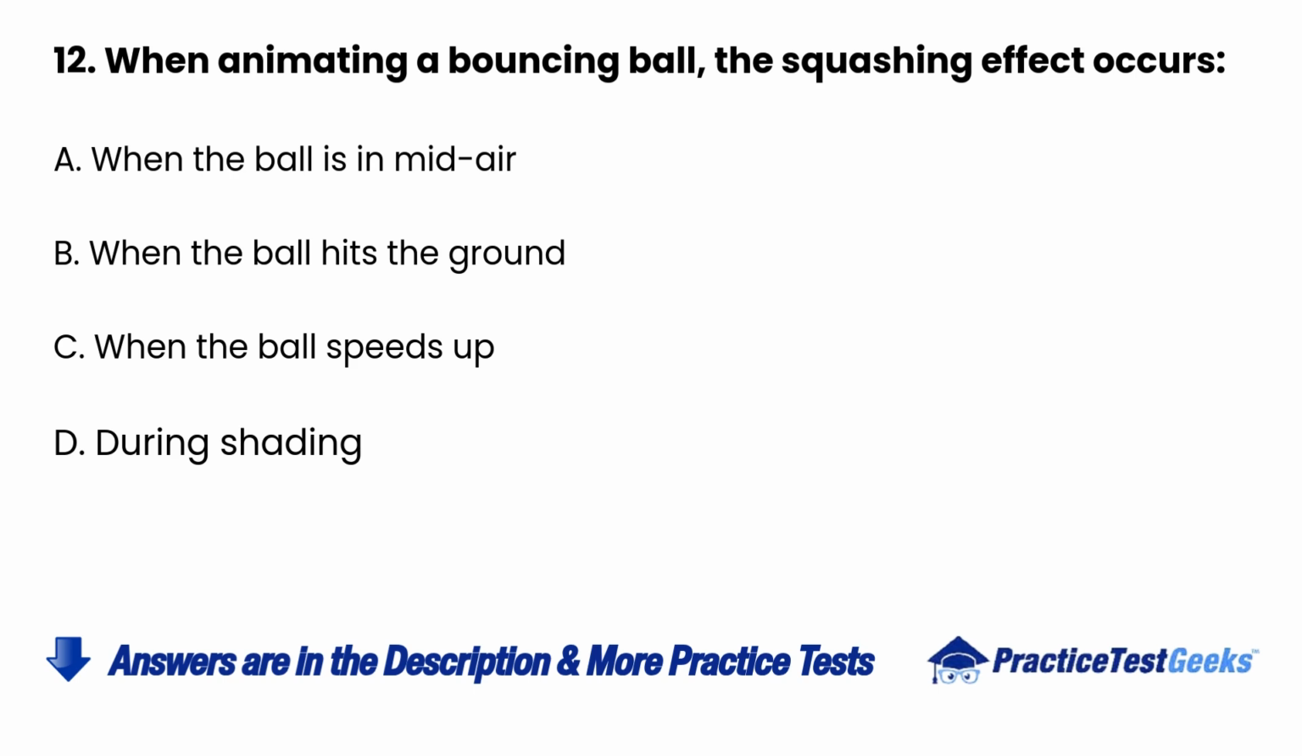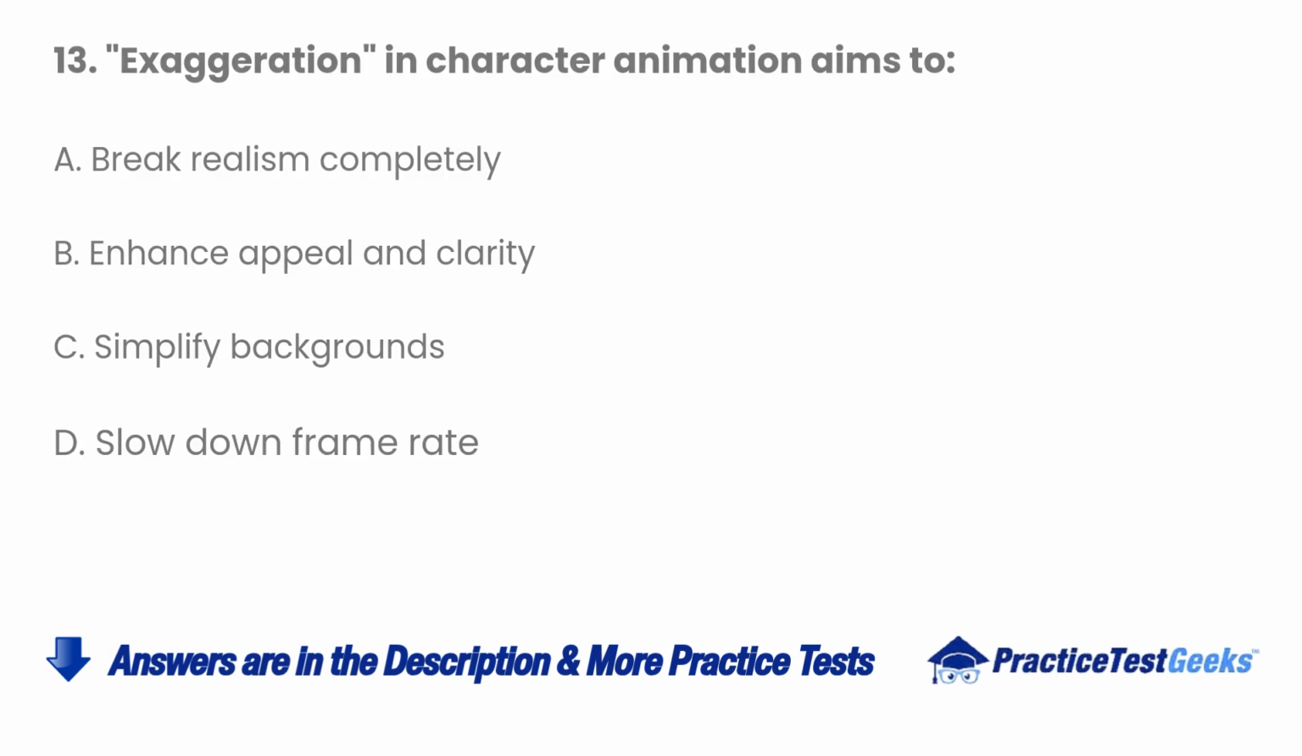12. When animating a bouncing ball, the squashing effect occurs A. When the ball is in midair. B. When the ball hits the ground. C. When the ball speeds up. D. During shading.